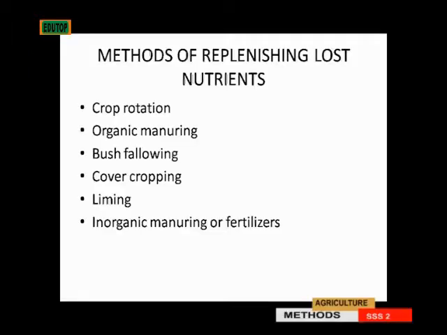So the first is crop rotation, next organic manuring, bush fallowing, cover cropping, liming, or fertilizer. So those are the 6 methods of replenishing lost nutrients, and I will explain them in detail as we move on in the class. Crop rotation.